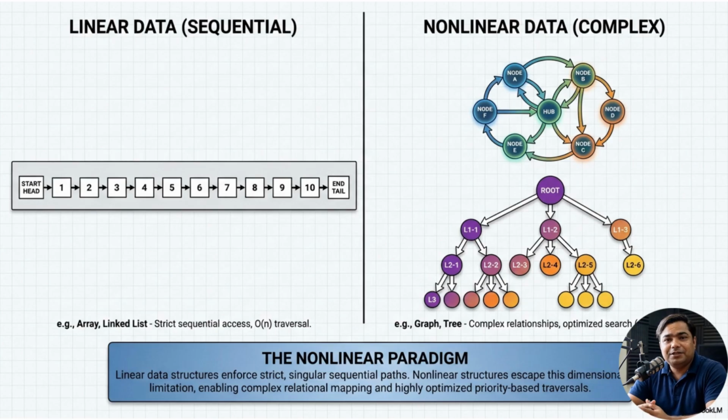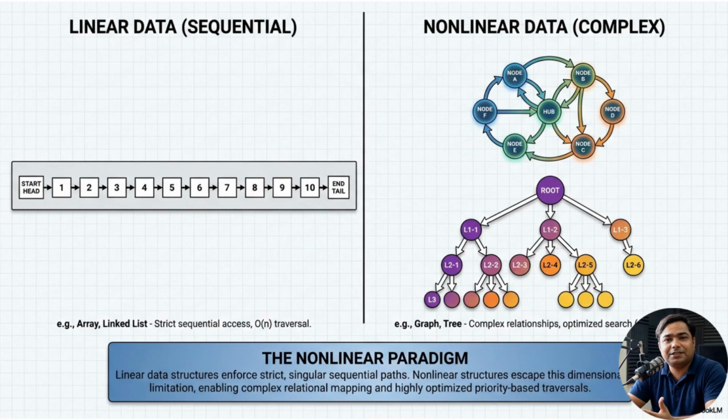On the left side of the slide, we can see linear data. It looks like a sequence 1, 2, 3, 4, and so on. This is similar to an array or a linked list. In this type of structure, we usually move from one element to the next element. For example, if we have an array of 10 numbers, we usually access them using index positions. If we want to search through all elements, we may need to move step by step. This is simple and easy to understand, but it is limited.